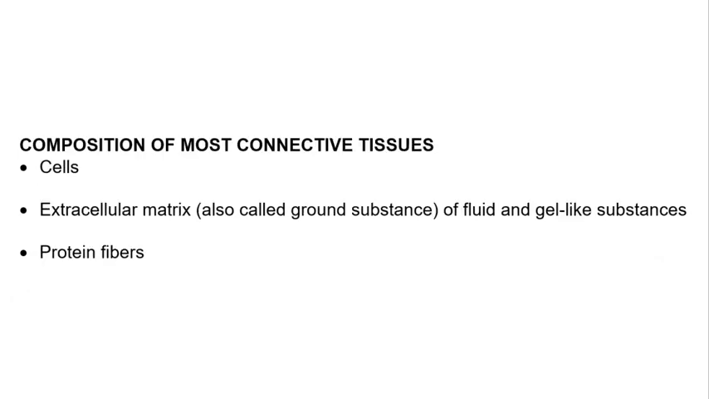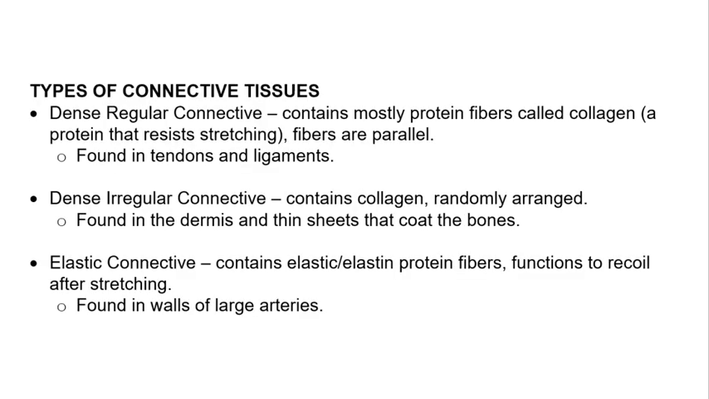Connective tissues are composed of cells and extracellular matrix, which is also called ground substance. Extracellular matrix is composed of fluid and gel-like substances, and its contents usually vary depending on the connective tissue. Typically, there's also protein fibers that are suspended within the extracellular matrix. There are 11 connective tissues in total in the body. We will begin with dense regular connective tissue.